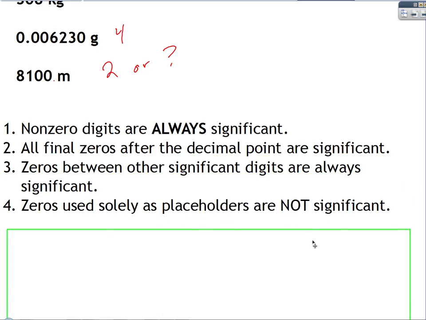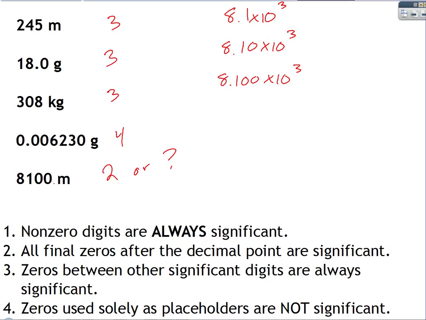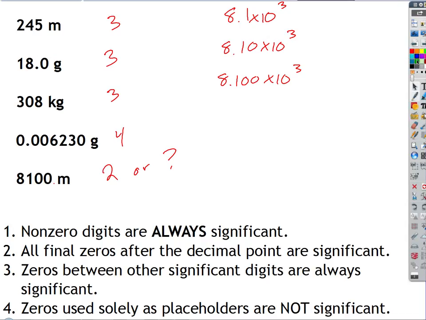That look familiar? So can we agree that all non-zero digits are always significant, right? All final zeros after the decimal point are significant, right? So for example, I didn't give you one like this, but what if we did something like 0.13200? How many sig figs are there? There are 5, yeah. Okay, make sense?